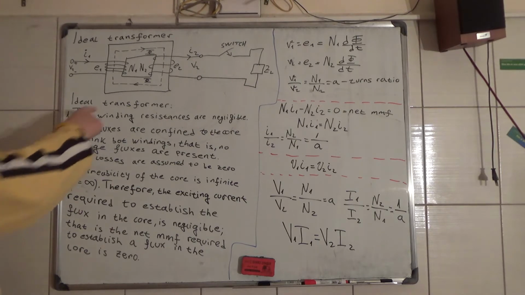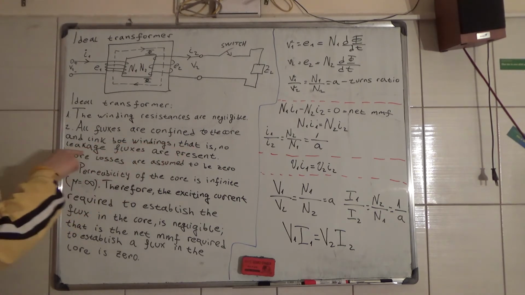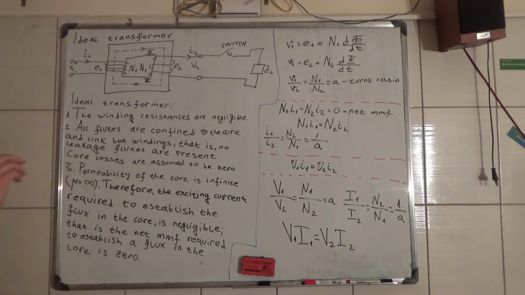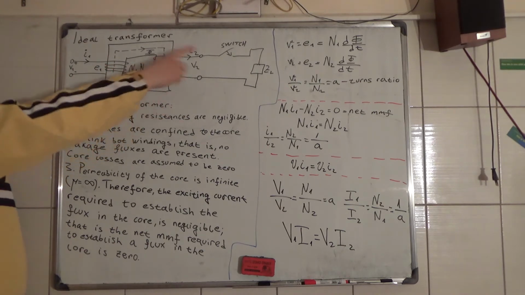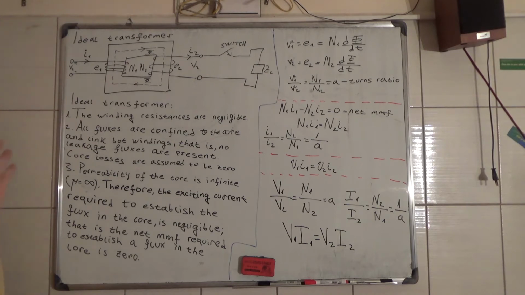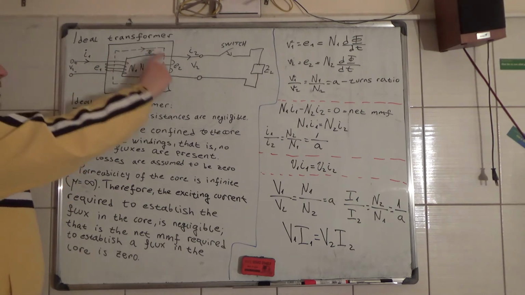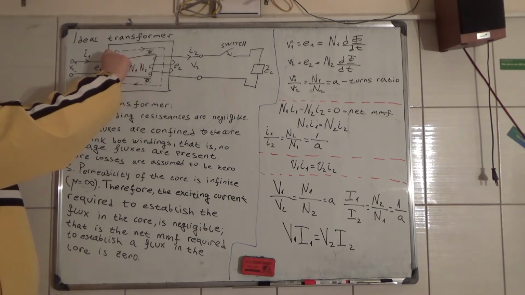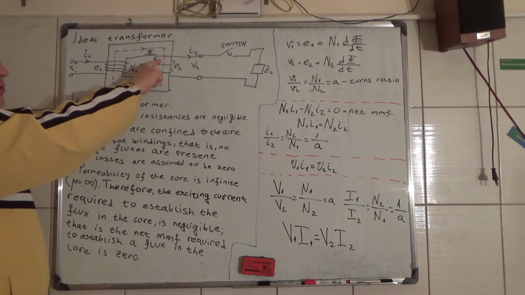all fluxes are confined to the core and link both windings. That is, no leakage fluxes are present, and core losses are assumed to be 0. So we don't have any fluxes that are going to go outside. We don't have any leakage fluxes. So the flux that we produce by giving the source on the primary is all confined in the core. So the same amount of flux goes through this winding over here, and the same amount of flux goes through the winding over here.